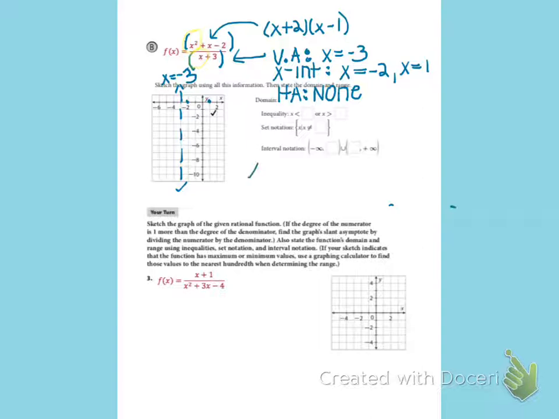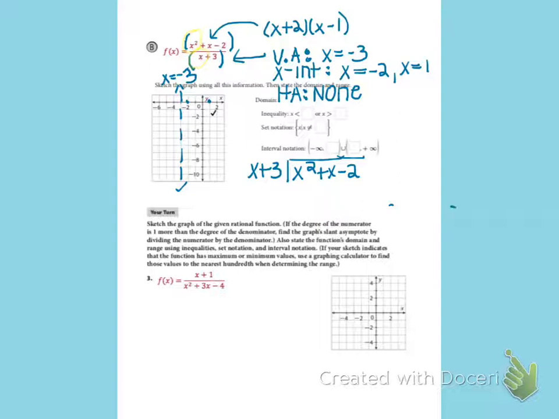So if I use long division and divide that numerator by this denominator, I'm just going to go ahead and do that here. So I'm going to divide x squared plus x minus 2 by x plus 3. And the resulting quotient will be an equation in slope-intercept form for the slant line.